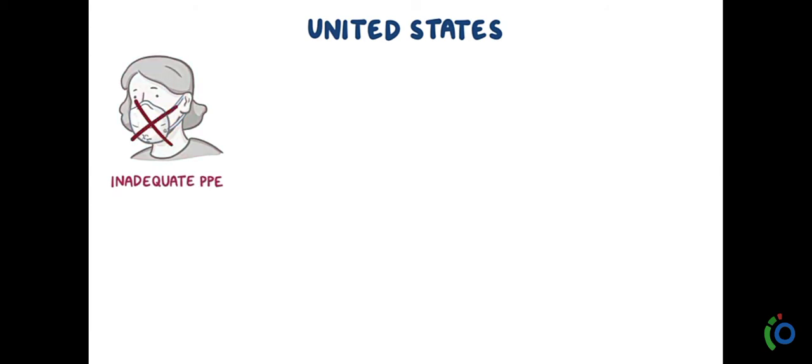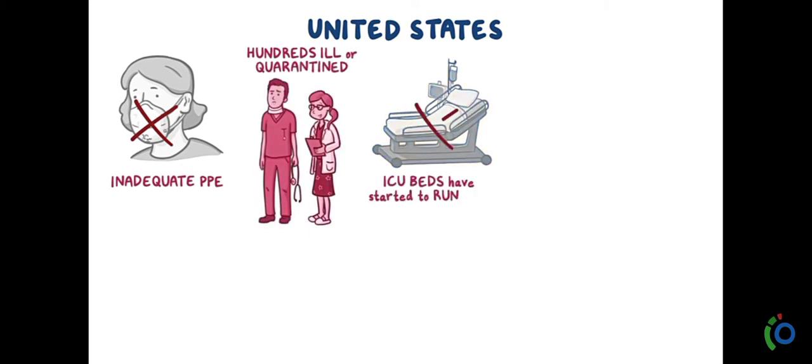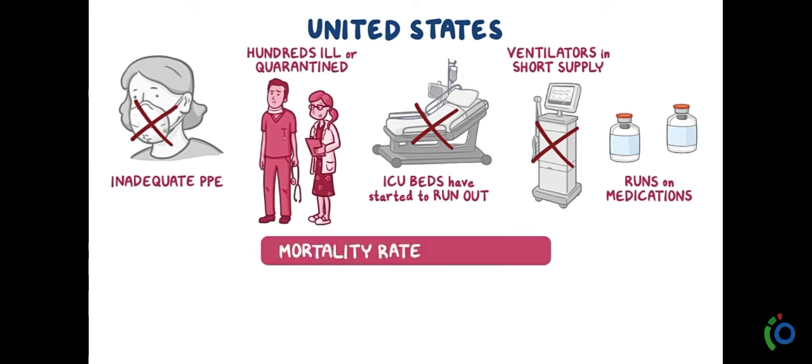In terms of raising the line, healthcare workers have generally had inadequate PPE, especially N95s, to feel safe, and as a result, hundreds of physicians and nurses have gotten ill or been quarantined. Meanwhile, intensive care units, or ICU beds, have started to run out. Ventilators are in short supply, and there have been runs on medication like hydroxychloroquine. Unfortunately, in the context of having scarce healthcare resources, we know that mortality rates can be quite high.